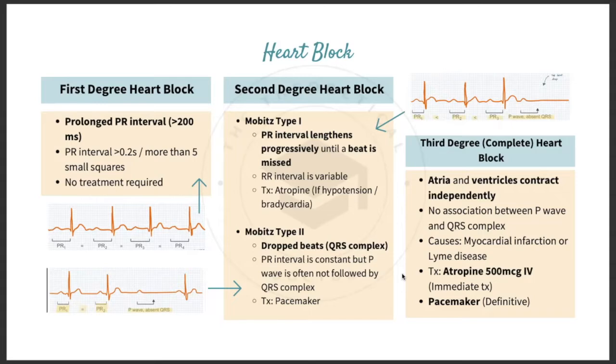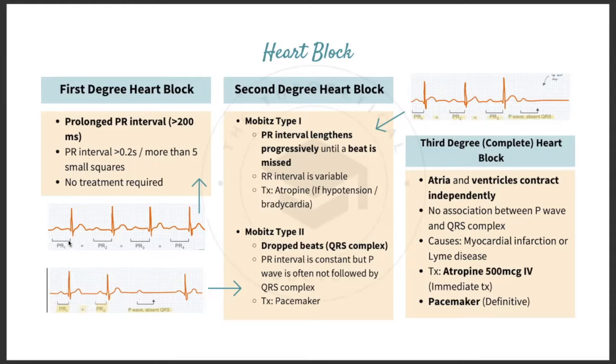So when you see an ECG, look at the PR interval first. Is it prolonged? Is it more than 5? Is it longer than usual? Then you compare it with the other PR intervals. Okay? So in first degree heart blocks, it's just prolonged.